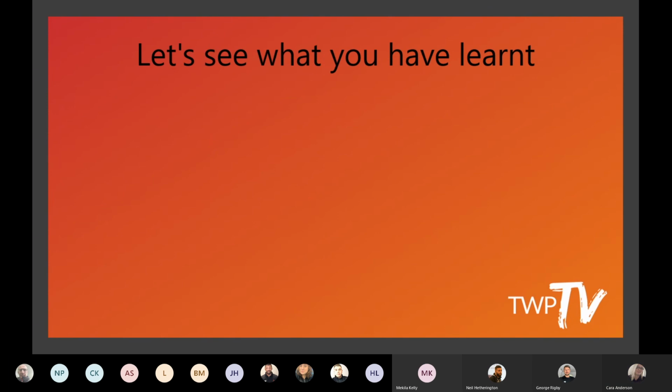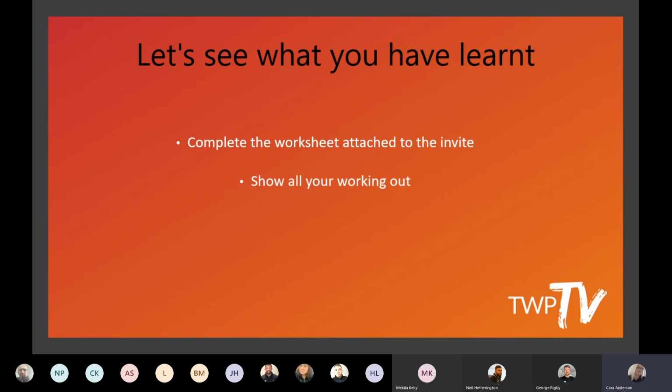So now I'm going to see what you've learned. What I'd like you to do is have a go at the worksheet. Attached to this invite, I gave you a worksheet. There's 2 ways of doing this. You can either print it out if you've got that option, which is great. If you haven't, as long as you can see it and open it, if you can write 1 to 5, you can write it straight into an email, or you can write it on a bit of paper. I'm more than happy for you to do that.